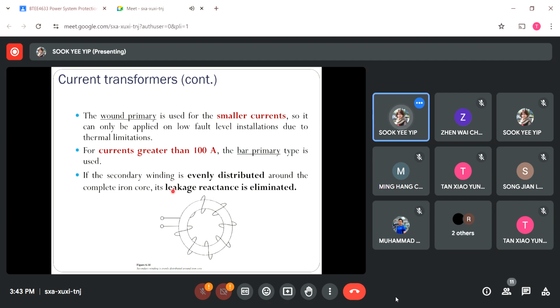So in such a case, we can also say the leakage reactance can be ignored. So it will not leak through the air gap. That is basically why we have the secondary winding evenly distributed, so that we have much better performance for the current transformer.